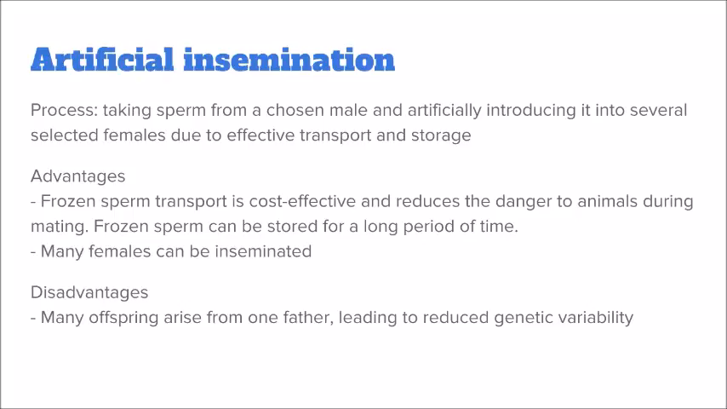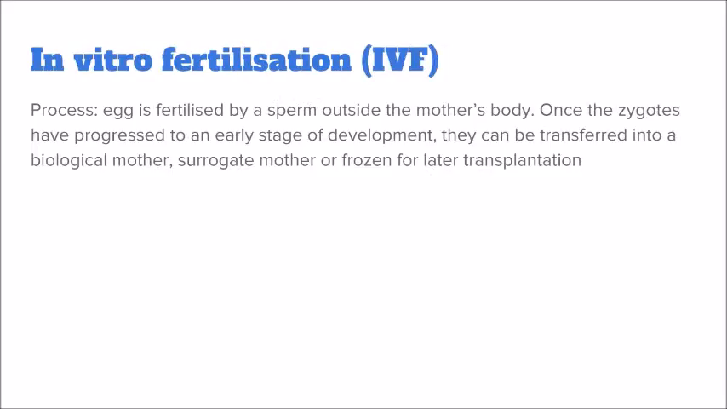And a disadvantage is that there can be many offspring arising from the one father, so the one sperm sample, which can lead to reduced genetic variability, and we know that may cause difficulty if there are changes in the environment. Next is IVF, where an egg is fertilized by a sperm outside the mother's body in an artificial environment.